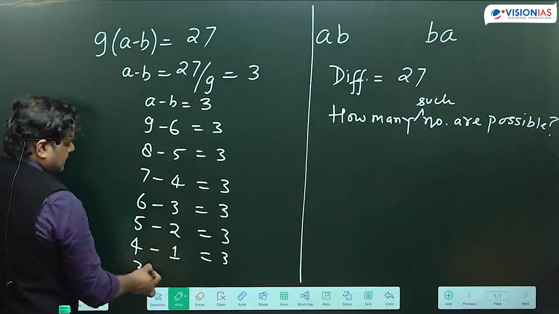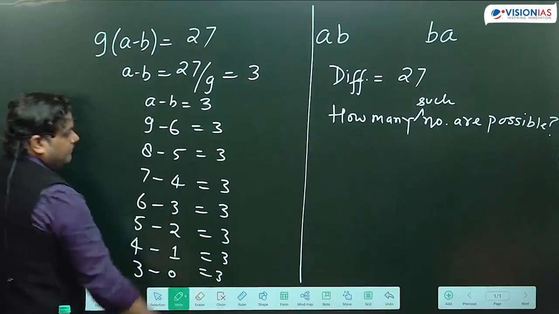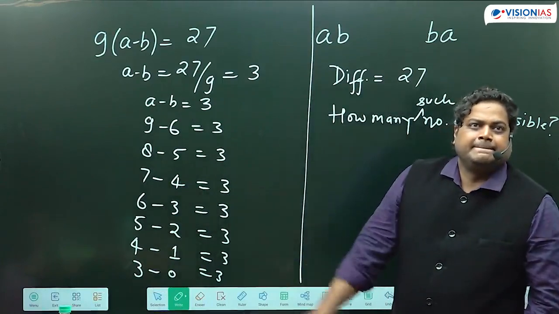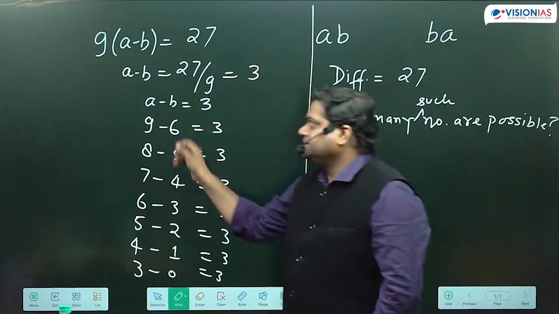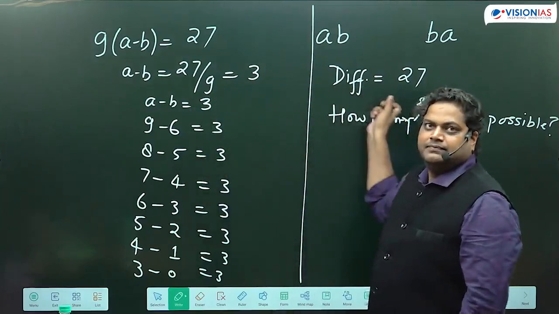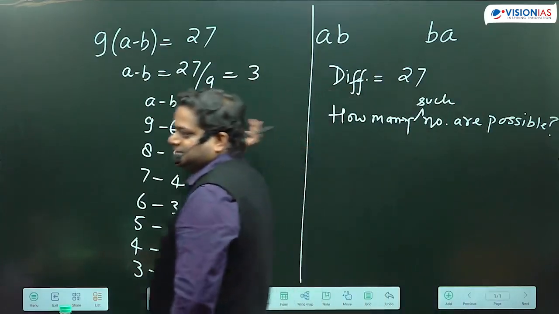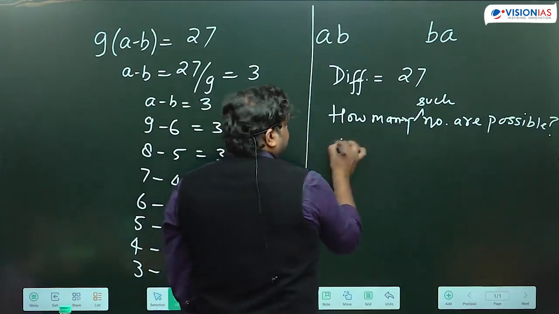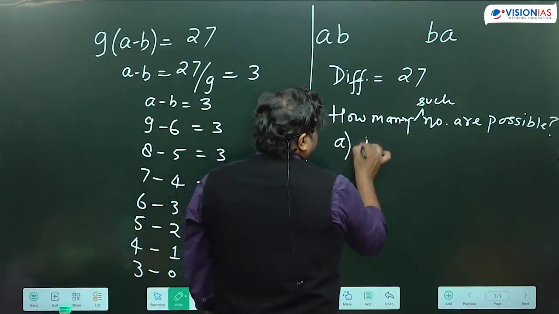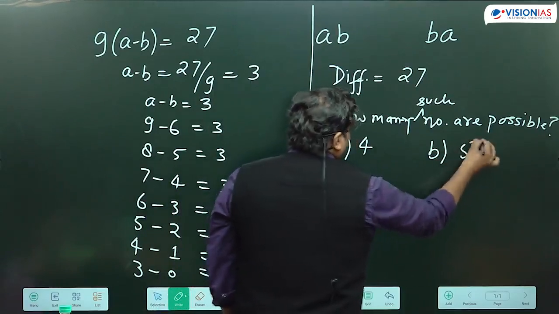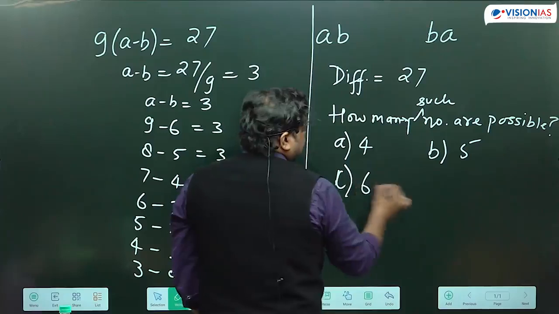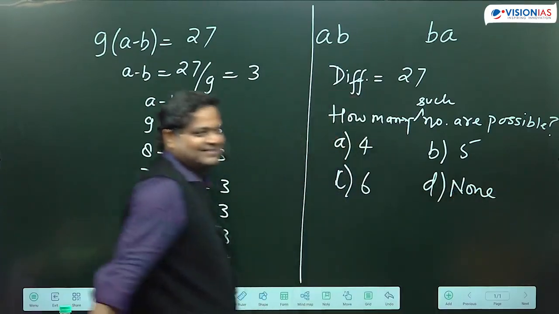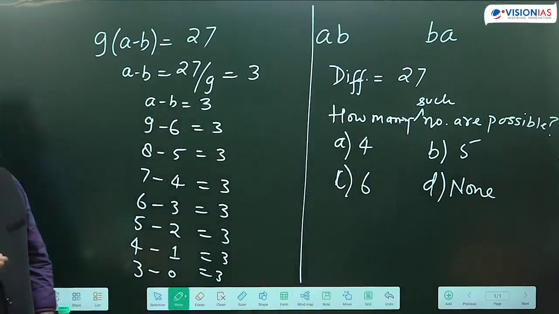Then if we take 3, we have written it all down. Yes, this is a prelims question, a UPSC previous year prelims question, the one with 27. Now what were the options? The options were 4, 5, 6, none.